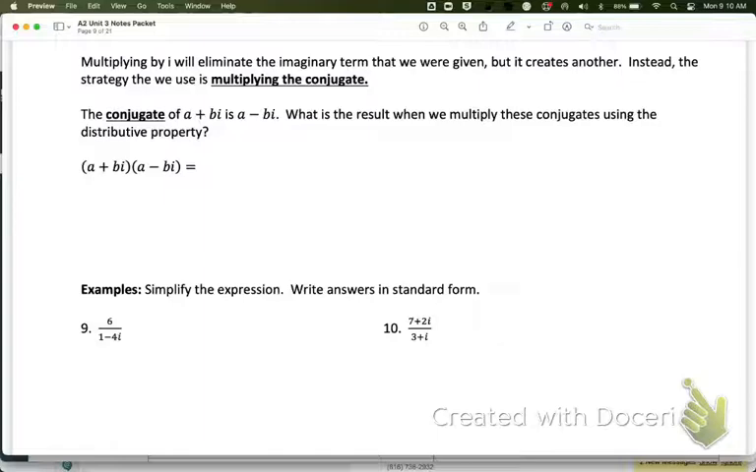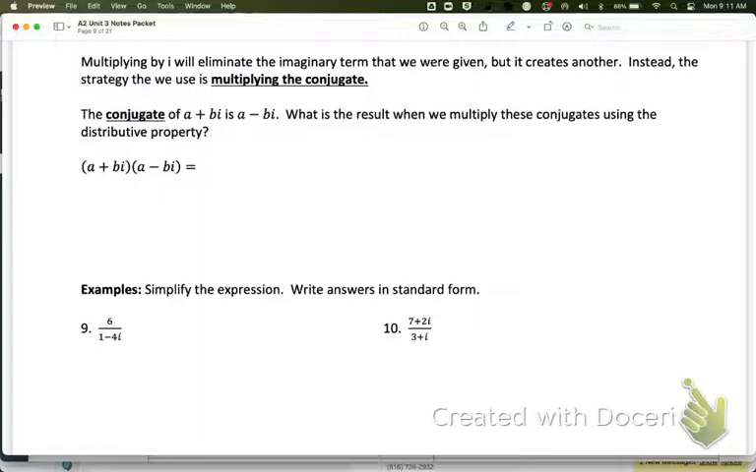So with complex numbers, the conjugate or the complex conjugate of a plus bi is called a minus bi. So notice the a and the b are not changing. They stay exactly the same. The only thing that's changing in between is a plus and a minus. So one has a plus, one has a minus.